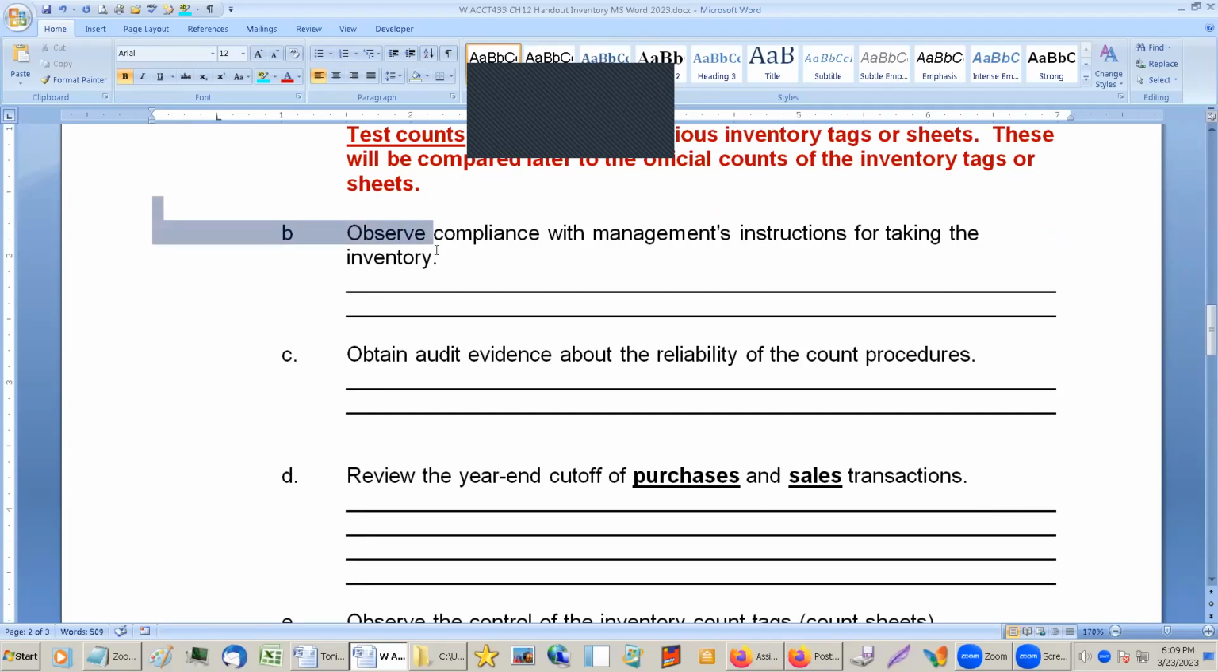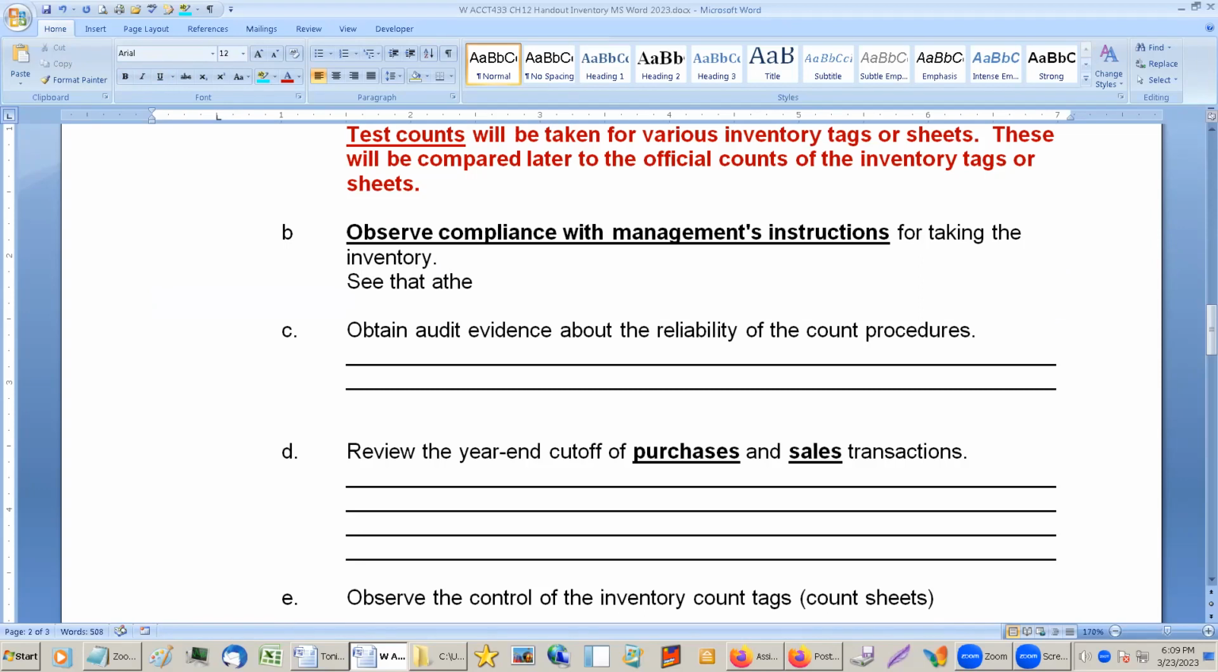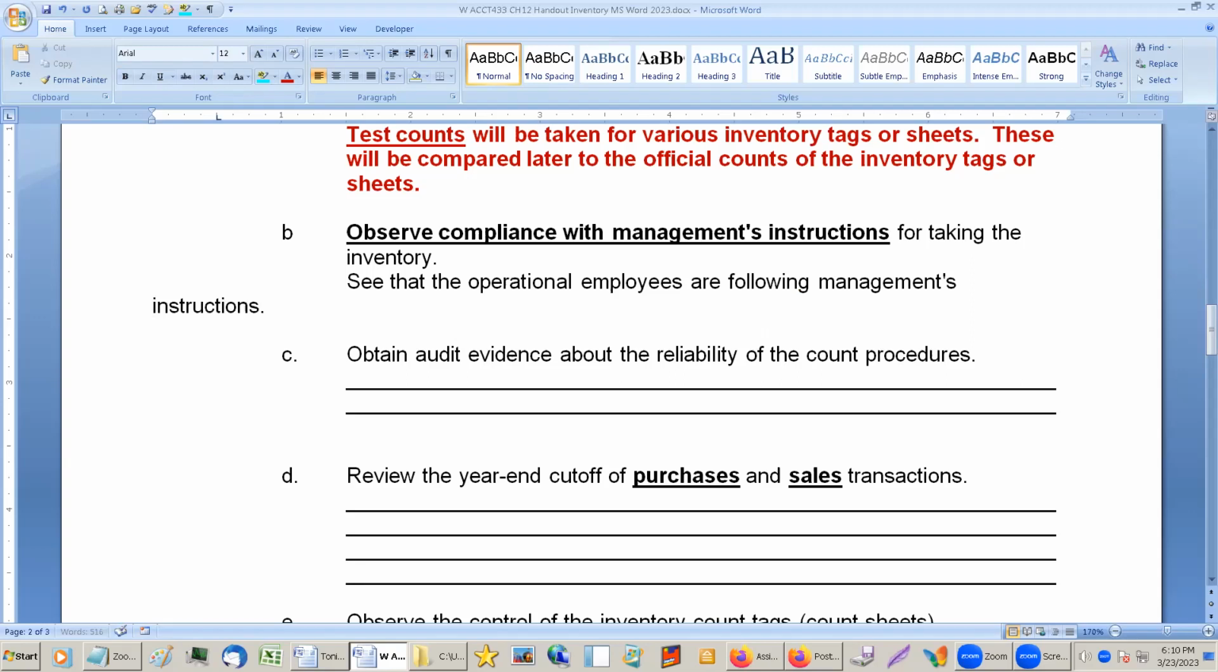Okay, observe compliance with management's instructions. By the way, the people taking the inventory are operational people. So management made this plan out, and what we're going to do is observe to make sure that, if we're comfortable with the plan, obviously, they are actually following it when they do it. Now, these are operational employees.